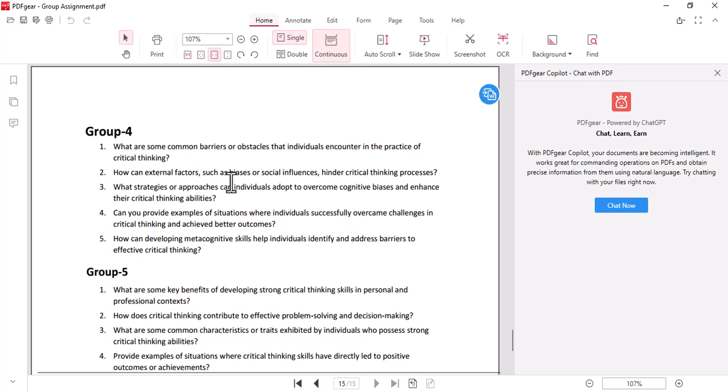Tell me what is the objective of your paper. The assignment is to identify the barriers of critical thinking and the strategies and techniques to overcome these barriers, and the role of open-mindedness and self-awareness. What are the strategies to overcome these barriers?